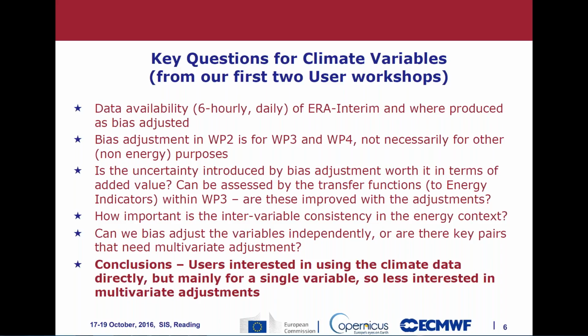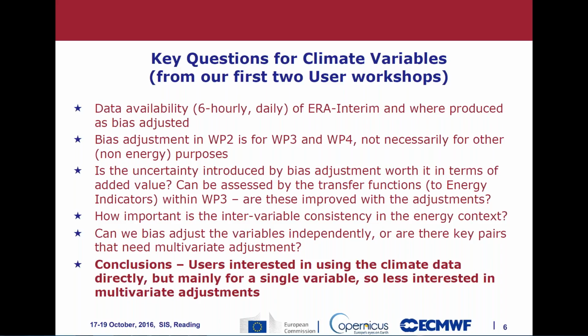Another issue in bias adjustment is whether the intervariable consistency is important in the energy context. So what I mean here is that when it's in winter, when it's warmer temperatures in Western Europe, it tends to be cloudier. So there tends to be less solar radiation when it's warmer, and you tend to get more solar radiation when it's colder during the winter months, and the opposite happens in summer.